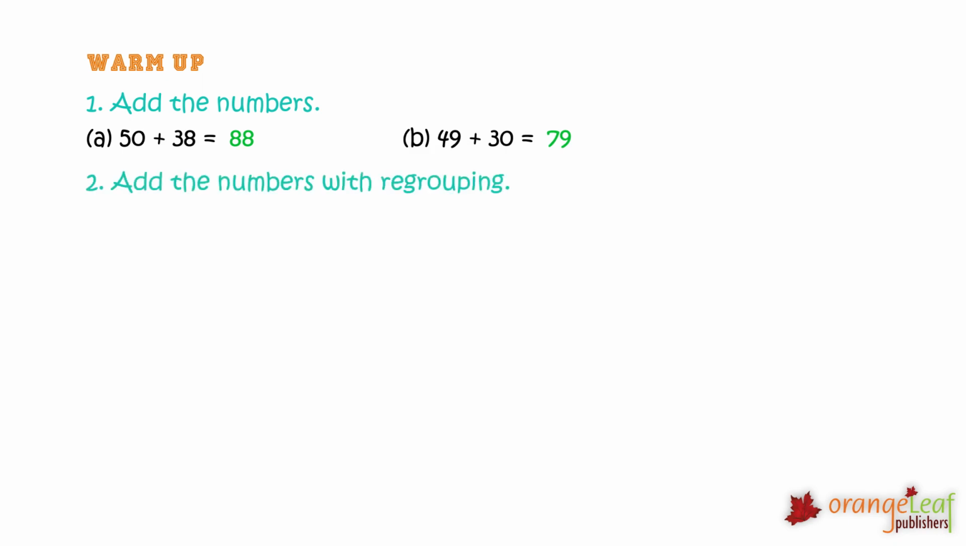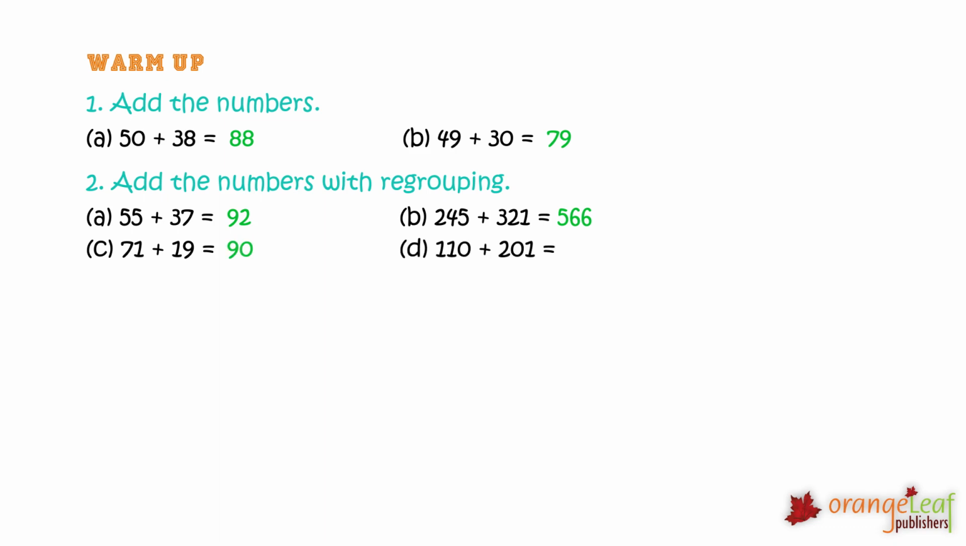Add the numbers with regrouping. A. 55 plus 37. The answer is 92. B. 245 plus 321. The answer is 566. C. 71 plus 19. The answer is 90. D. 110 plus 201. The answer is 311.